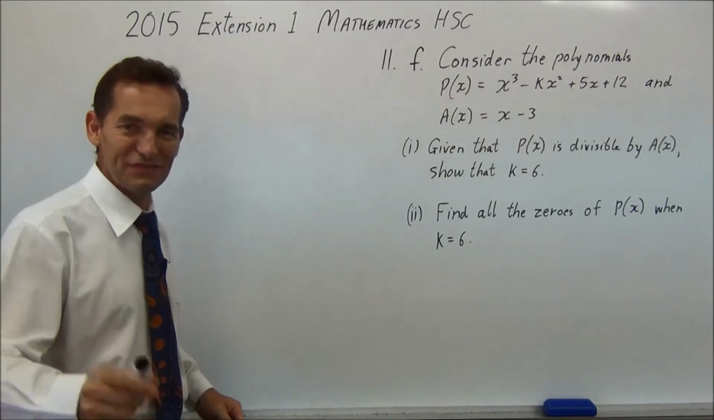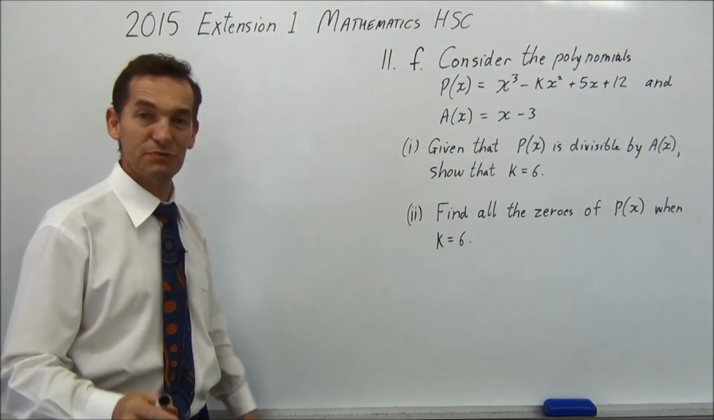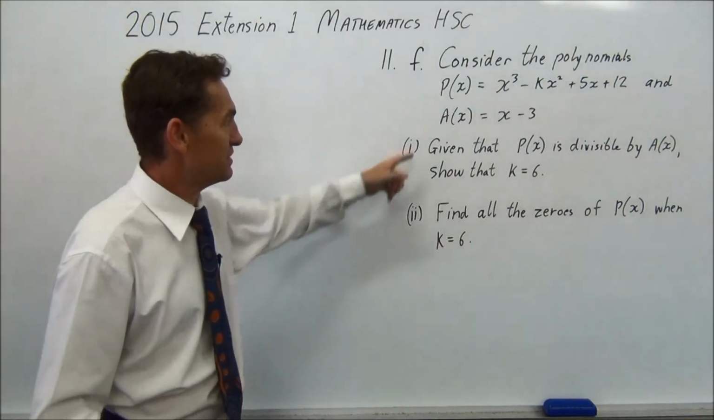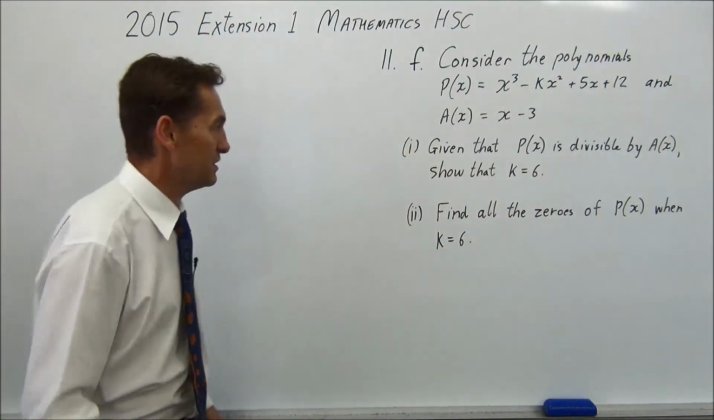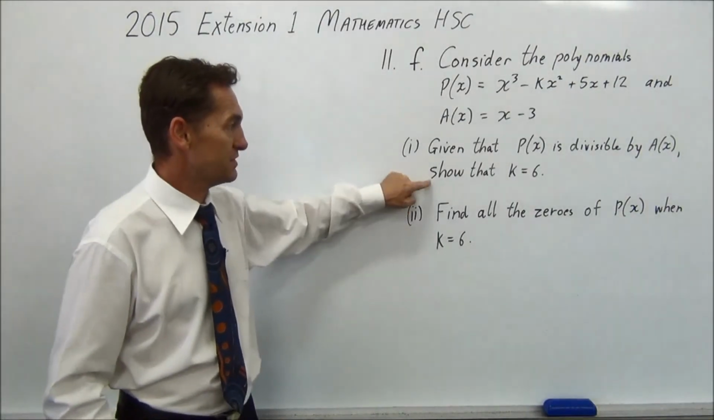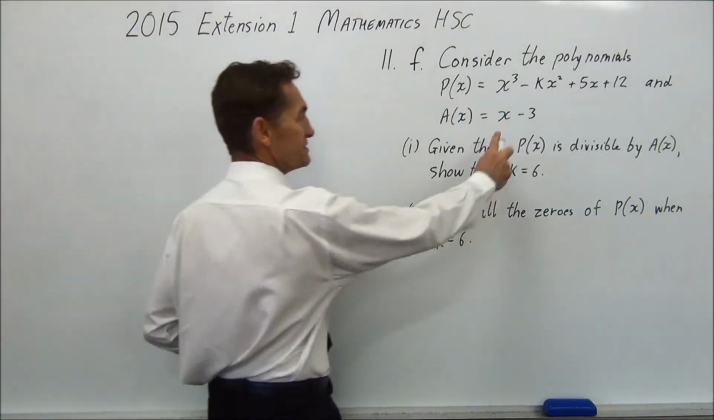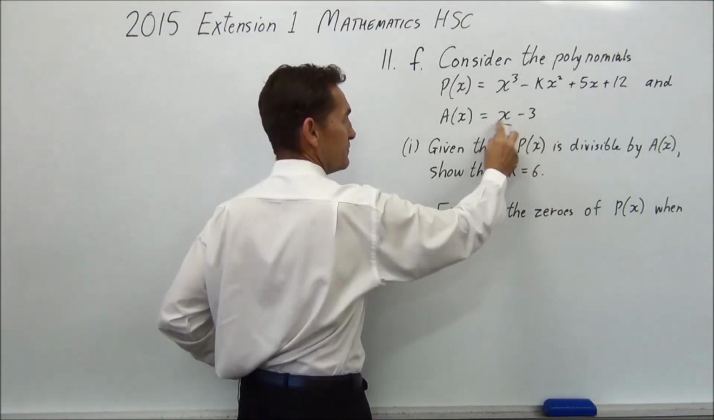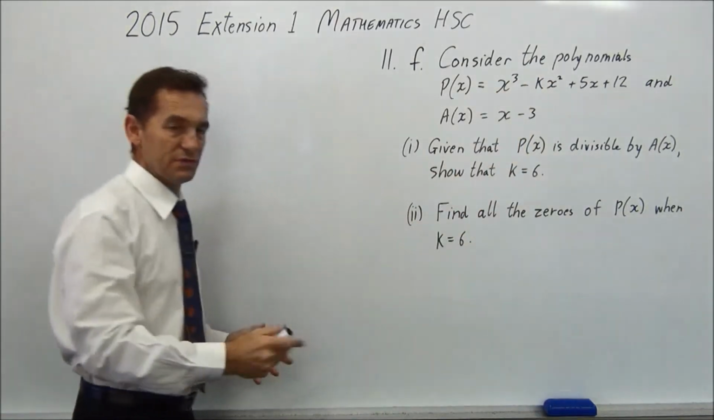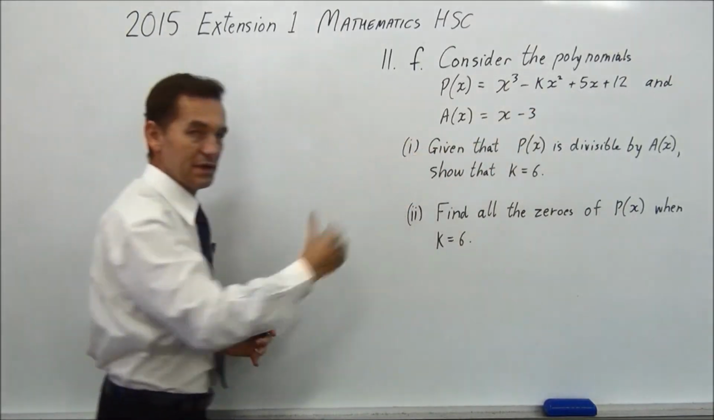G'day again, 11F. Consider the polynomials p(x) equals x cubed minus kx squared plus 5x plus 12 and a(x) equals x minus 3. Given that p(x) is divisible by a(x), show that k equals 6. Well, this one's pretty straightforward if you realise that if that divides into that, obviously 3 must be the root. So you can just put the value of 3 into there and make it equal to 0.